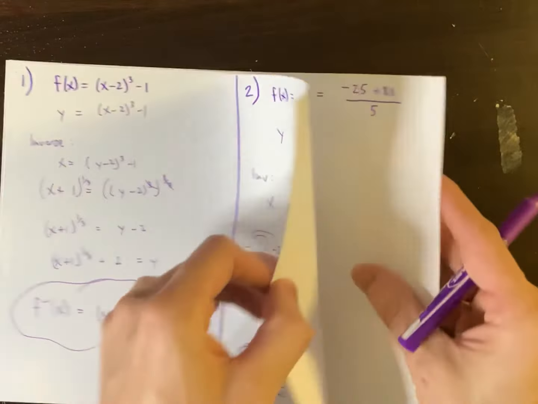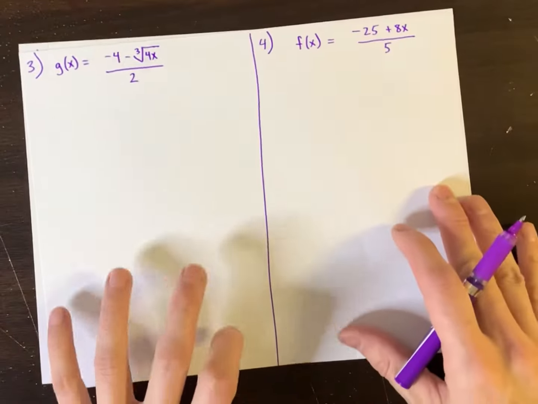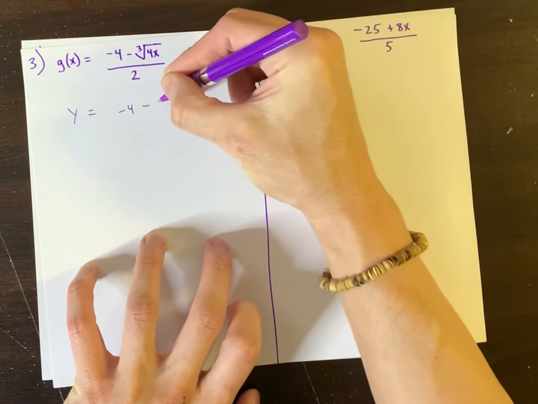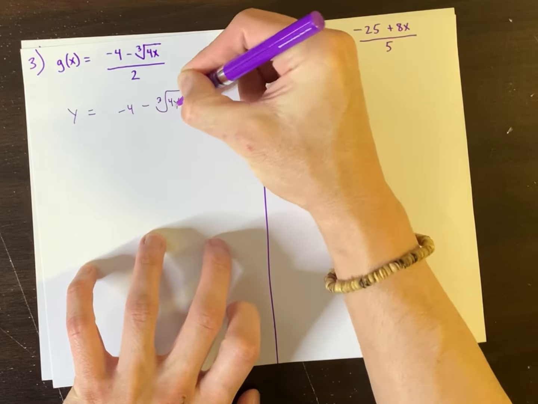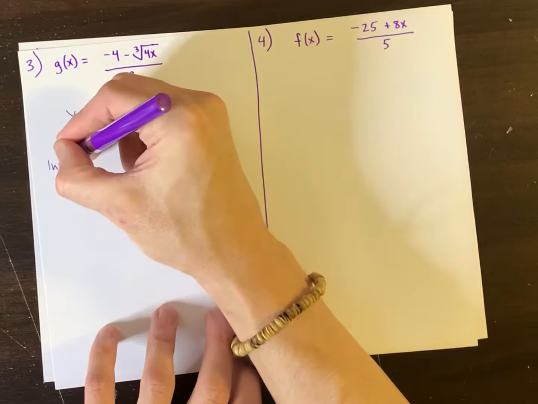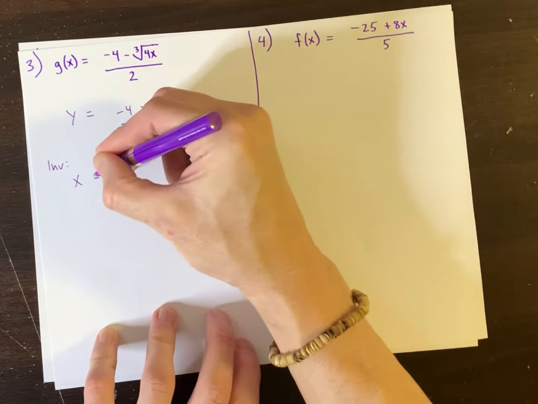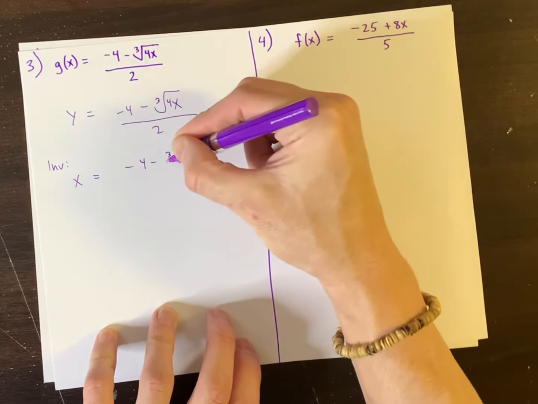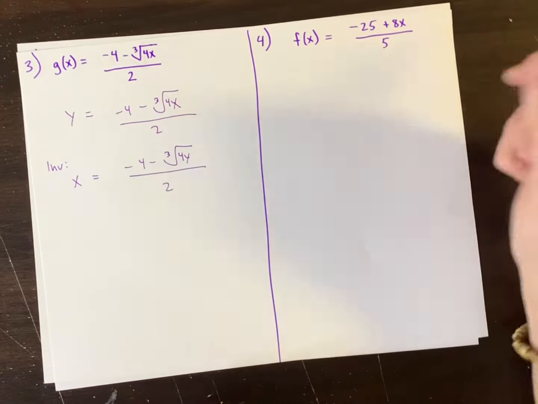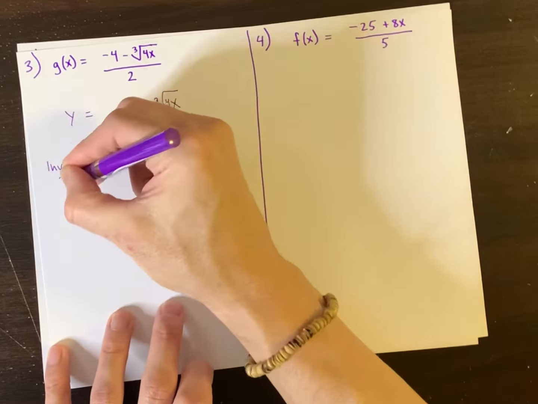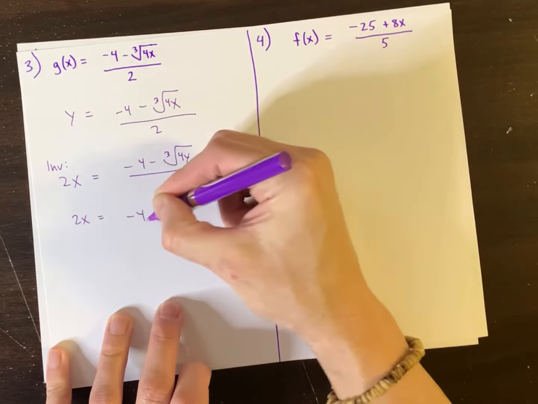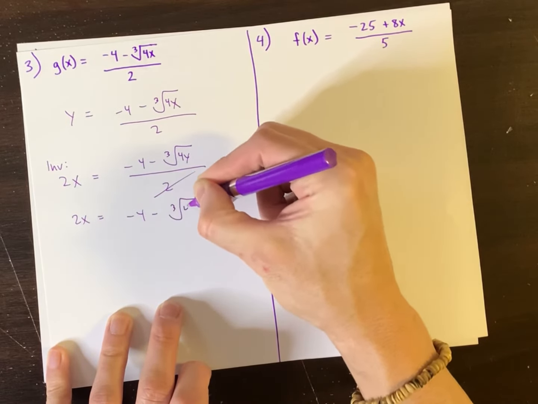Looking at number 3 here, let's pretend this is y, and everything else can stay the same for now. That's still an x. So now let's find the inverse. To do the inverse, you switch all x's for all y's. That's one way of doing these types of problems. Now let's isolate y. First I'll multiply by 2 to get rid of the denominator. So I have 2x equals -4 minus the cubic root of 4y.